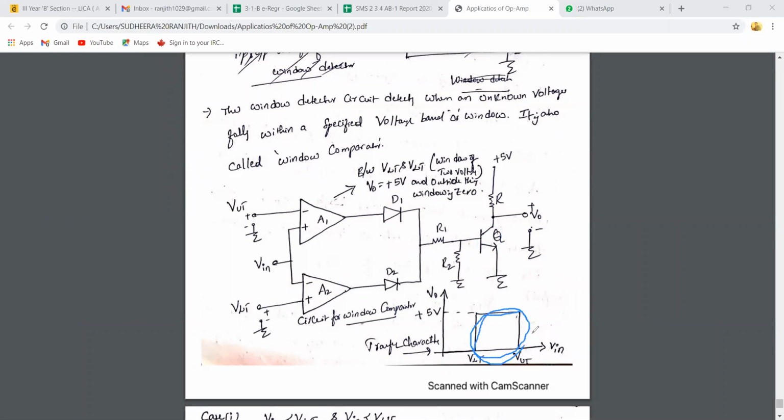Now coming to this region. What is the case? Third case. That is VLT is less than Vin less than VUT.